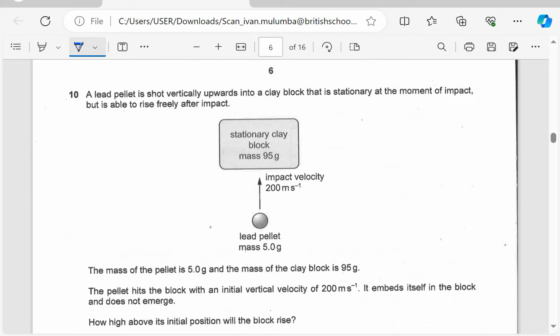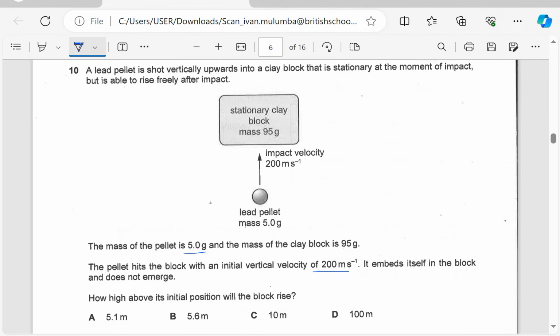So the mass of the pellet is 5 grams, and the mass of the clay block is 95 grams. The pellet hits the block with an initial velocity of 200 meters per second. It embeds itself in the block and does not emerge. How high above its initial position will the block rise? So we are simply going to use conservation of momentum. Then we shall use the equations of motion, assuming air resistance is negligible, to find the height.